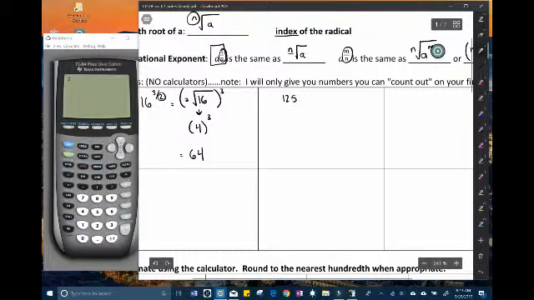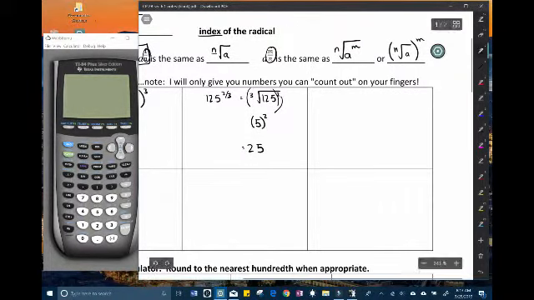125 to the 2/3. 125 to the 2/3 is the same then as the cubic root of 125 squared. You can take the cubic root of 125 first, which is just 5, and then the squared, which means it's 25.